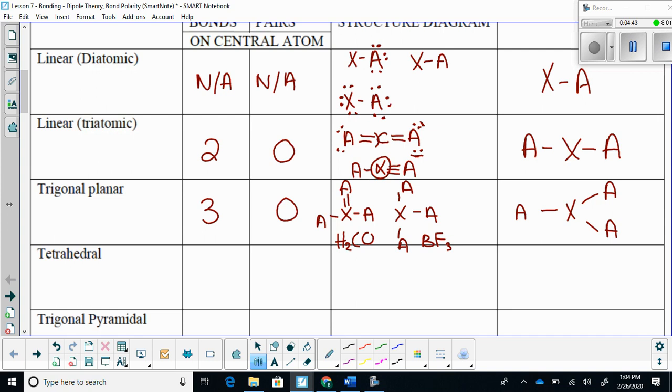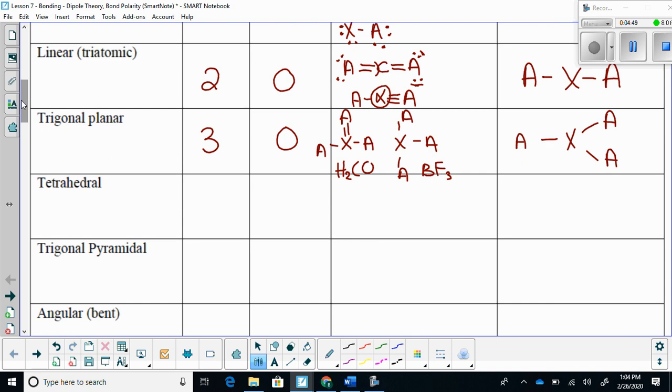Okay, tetrahedral. A tetrahedral is usually formed when we are working with group 14 atoms as our central atom. So we have 4 bonds and 0 lone pairs. I'm only going to draw one variation for this one. So we have X in the center, A, A, A, A. Okay, notice how there are 4 bonds to our central atom and no lone pairs. Okay, so this is simulating methane.